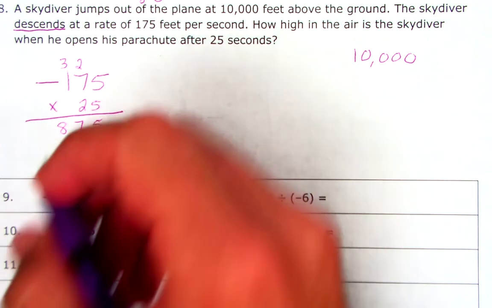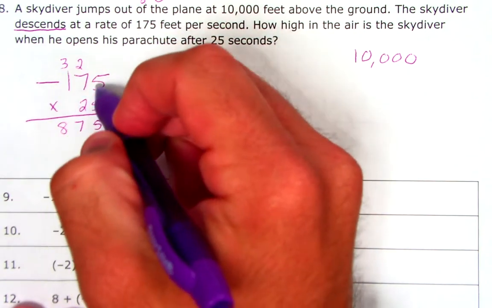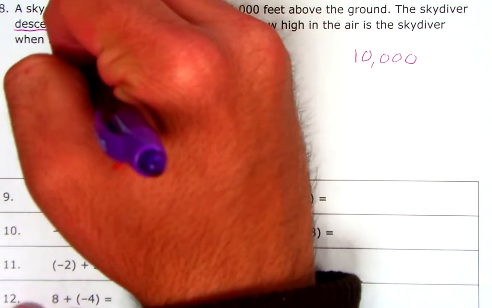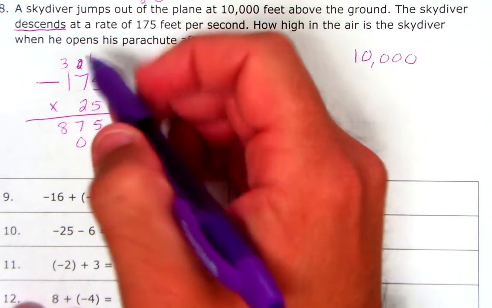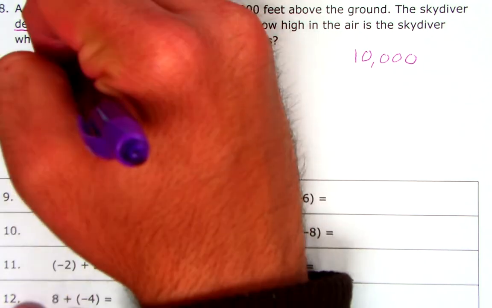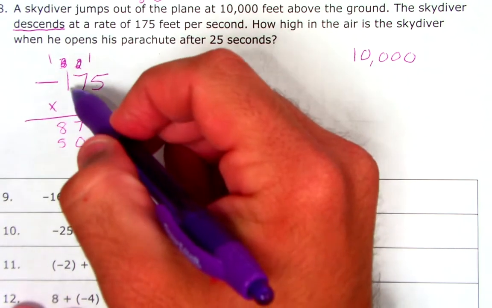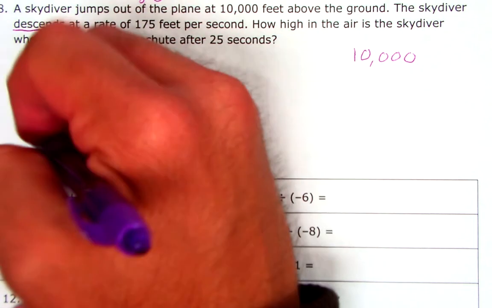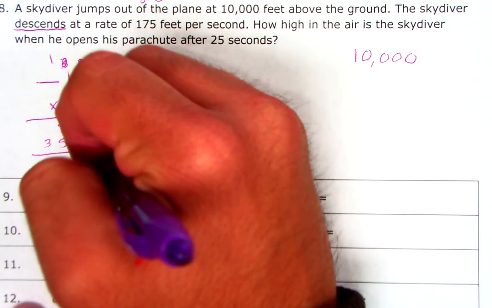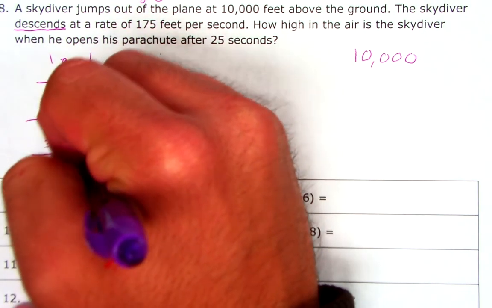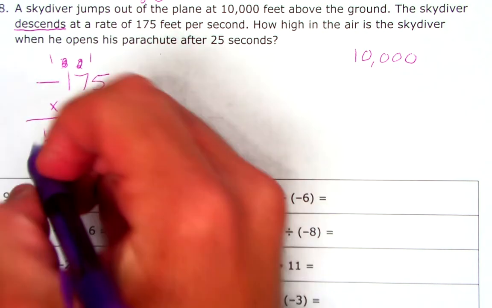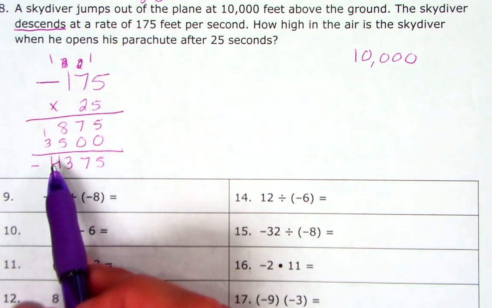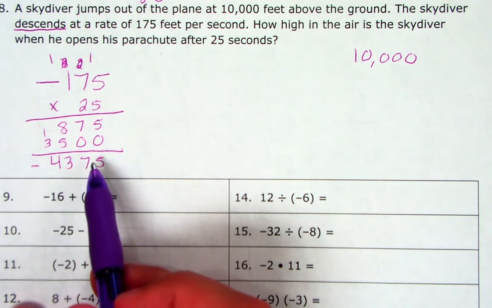Second row, add a 0. 2 times 5 is 10. 2 times 7 is 14, plus 1 is 15. 2 times 1 is 2, plus 1 is 3. Add straight down. So he has fallen 4,375 feet.